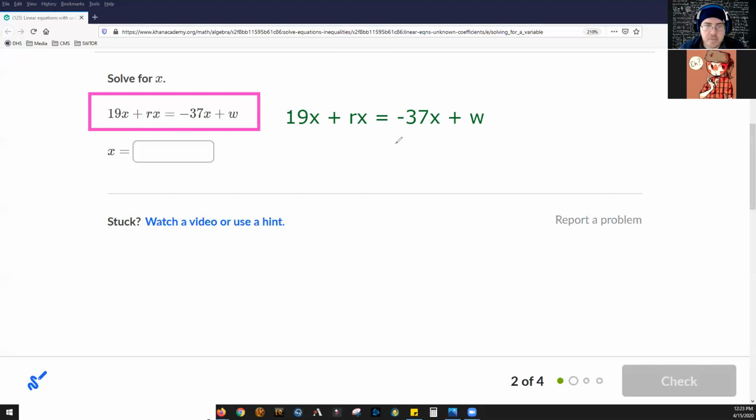Oh, this is going to be a trip. You guys are going to see me do this and be like, oh man, do we really have to learn how to do that? Yes, you do. So we're going to add 37x to both sides. And I'm going to leave the rest alone.